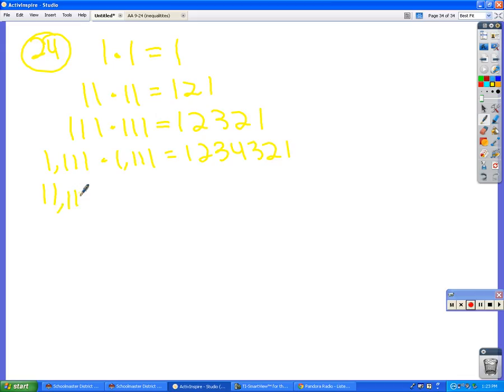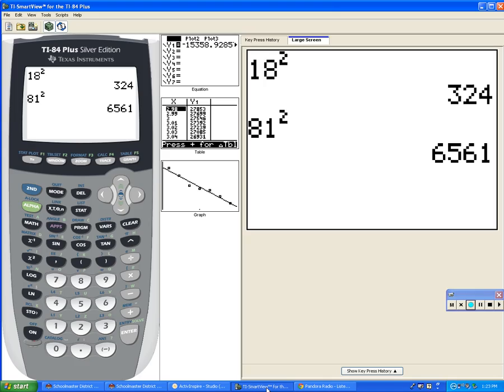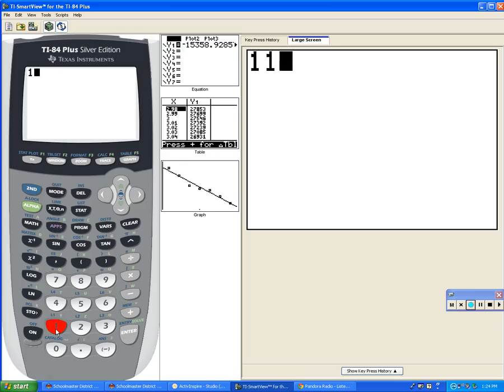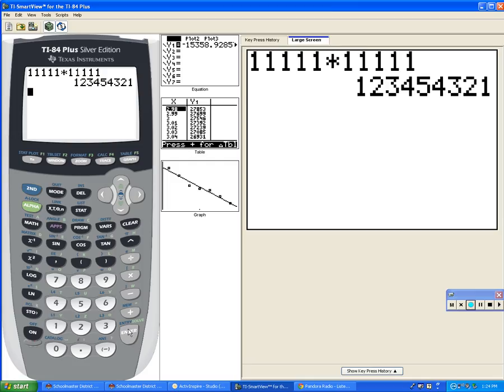So, stands to reason if this pattern holds true, if I go 5 ones times 5 ones, I should get 1, 2, 3, 4, 5, 4, 3, 2, 1. Okay? Do you like it? All right. So 11111 times 11111, and I get, sure enough, 123454321.